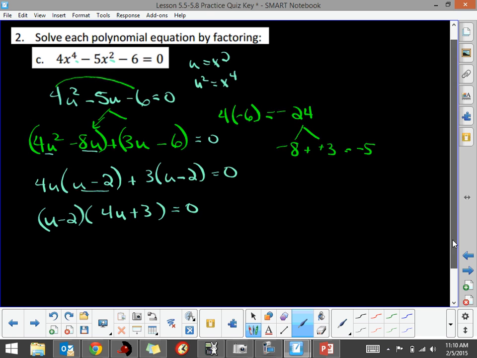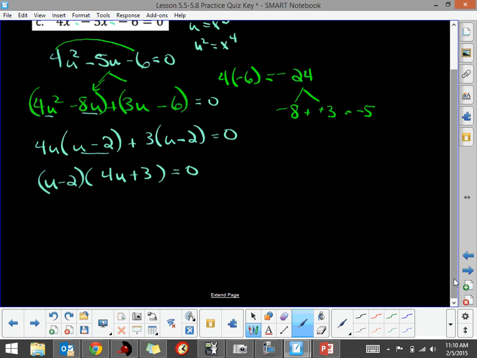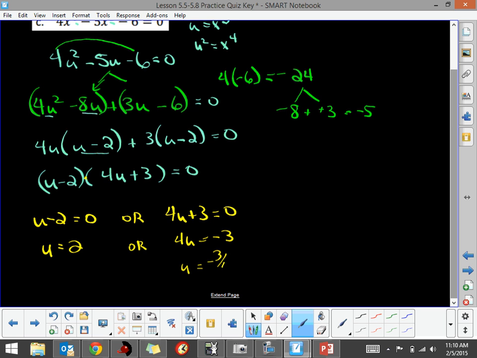Now we'll use our zero factor theorem idea that if we have two numbers multiplied together and their answer is 0, then one of those two numbers has to be 0. So I'm going to set this factor of u minus 2 equal to 0. My only other option is if 4u plus 3 was equal to 0, to have my full product between these two numbers be 0, which means u would have to equal 2, or it would mean that 4u would have to equal negative 3, or u would have to equal negative 3/4.